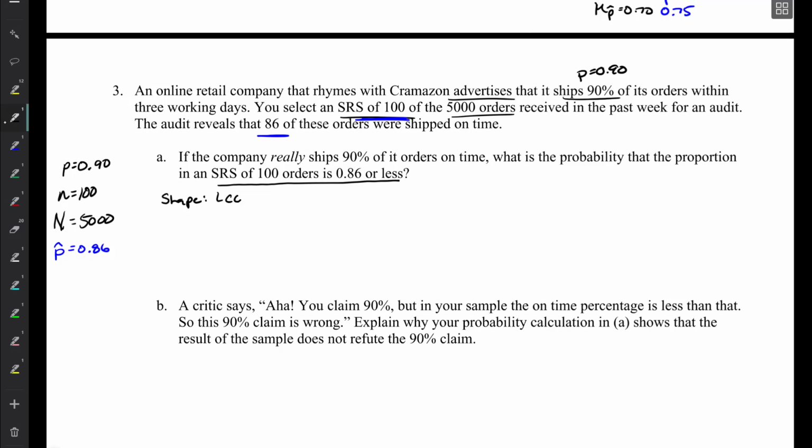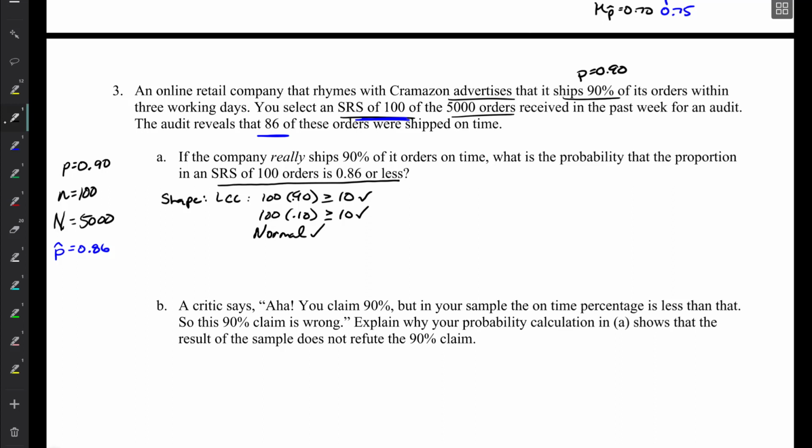But we can check, is the LCC satisfied? Again, that's N times P, so that's 100 times 0.90, which is 90, and that is indeed greater than 10. And then we had 100 times 10%, and that is exactly 10, but remember, the condition is greater than or equal to. It has to be at least 10. So we are satisfying the LCC, which tells us that we should have an approximately normal sampling distribution.